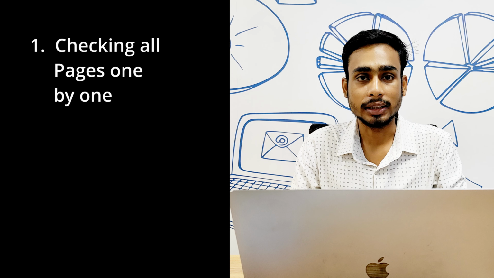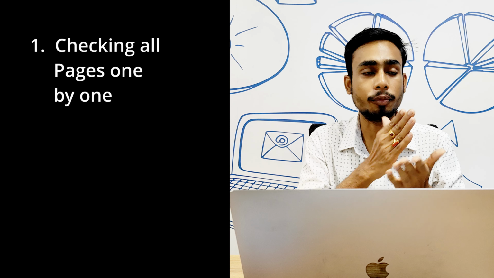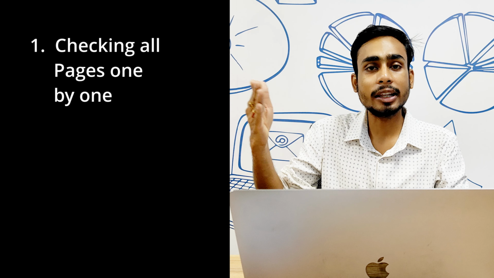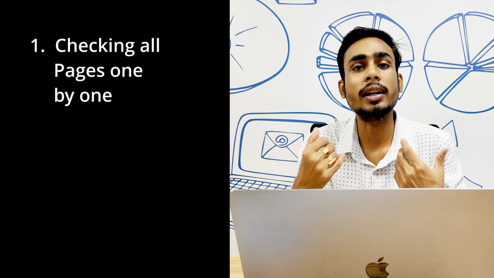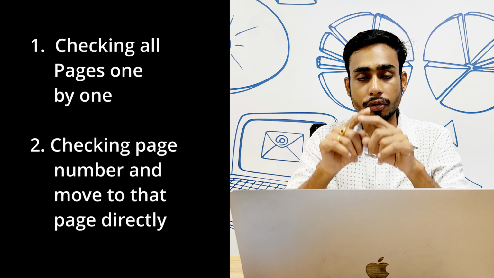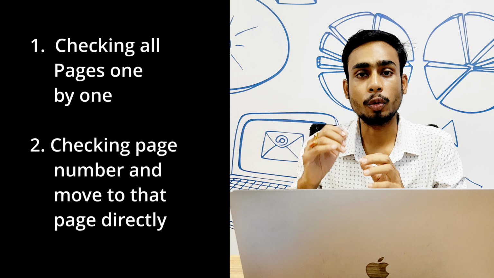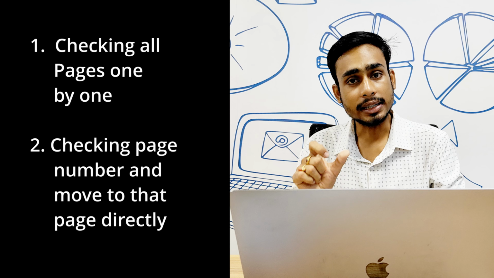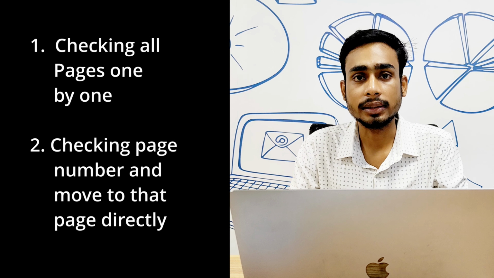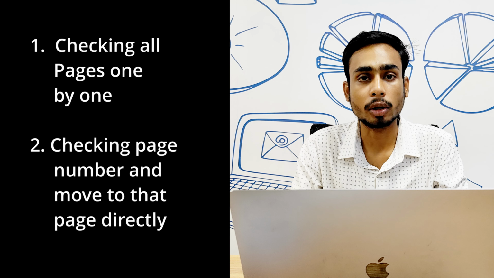Then how will you go to the graph chapter? There are two approaches. The first approach is that linearly you will check all the pages one by one. Let's say from page 1, page 2, page 3. In this way you will check all the pages to find where your graph chapter is in your book. And the next approach is that from the first content page you will check the page number where the graph chapter is starting, and then directly you can go to that page, right? So these are the two possible ways by which you can go to the graph chapter of your book.